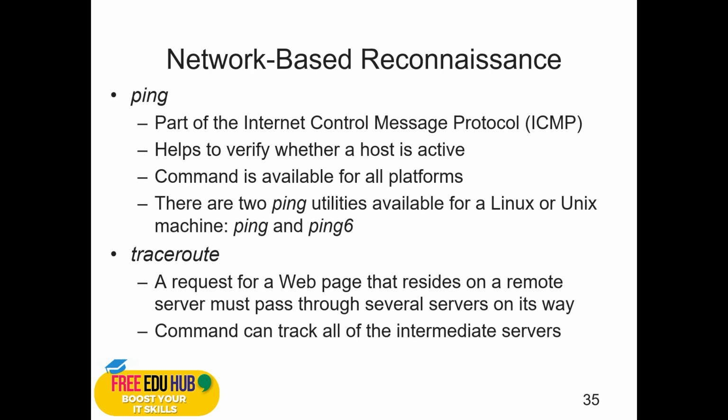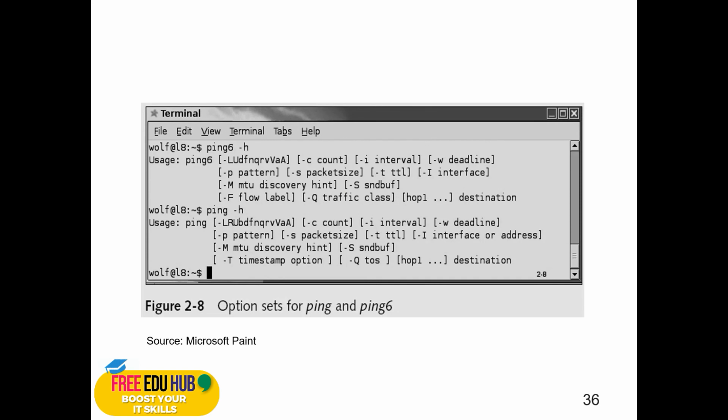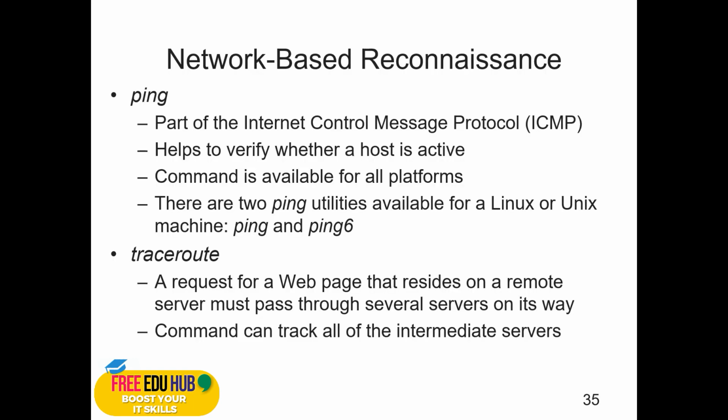Now, traceroute. A request for a web page that resides on a remote server must pass through several servers on its way. The command can track all the intermediate servers. So it tells you the passage, just like when you're driving: you go straight, then you take a right, then you reach one point, then second, then third. It traces the whole route the packets are taking, showing the locations of different hops. So that's how you trace, if someone has entered my organization, or if I want to exit from my organization, what route my traffic would follow. It would go from my internet to my core servers, then my DNS and all those things, until it exits and goes to the other premises.